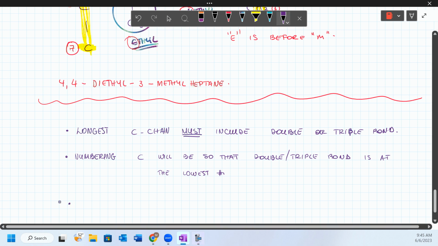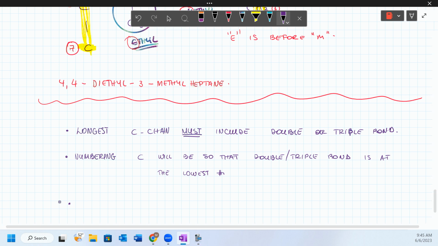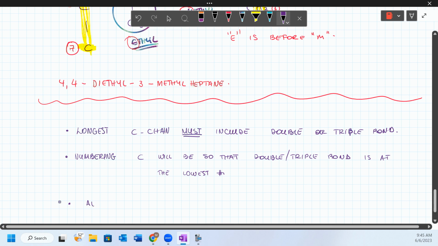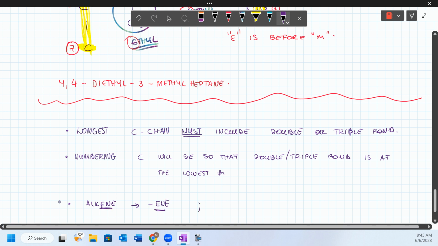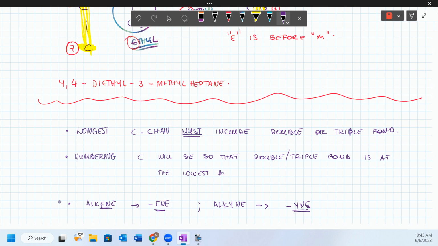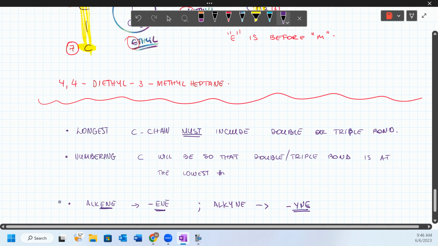And then for the parent chain, when it is unbranched, we'll just go with the ending. For alkene it will be E-N-E. So alkene, E-N-E. And for alkyne it will be Y-N-E. The ending will be Y-N-E.